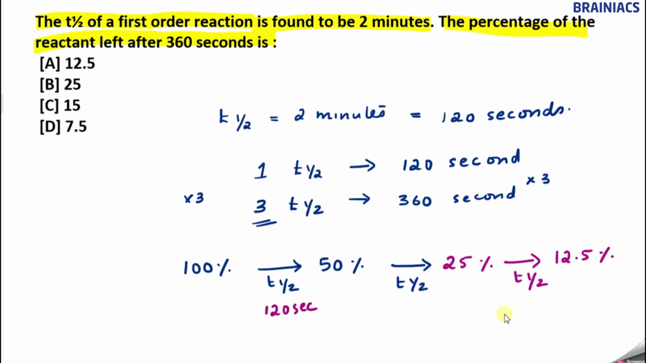Each t half applied means you are applying 120 seconds. So after 120 seconds the reactant becomes 50 percentage. Then another 120 seconds, that means after 240 seconds, only 25 percentage is remaining. Then after another 120 seconds, that is after 360 seconds, only 12.5 percent of the reactant is remaining. The rest has already undergone reaction and converted to products. They are asking what is left behind, so the answer is 12.5 percentage of the reactant is left behind.